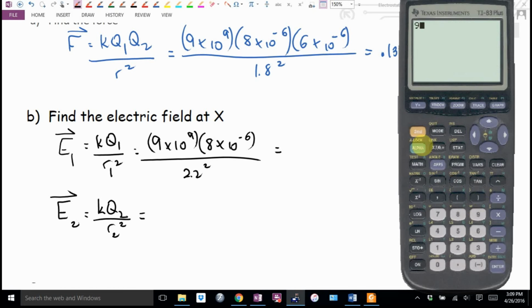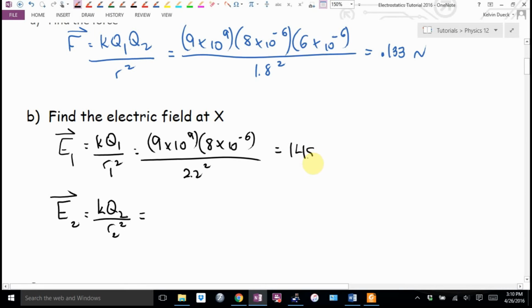Try that again. 9 times 10 to the 9th, 8 times 10 to the negative 6 divided by 2.2 squared. And I get a yucky electric field of 14,876. Since this is not my final answer, I'll go 5 sig figs. 14,876 what? Units for electric field. Is there a way that you can get that right from the formula sheet? Yeah, the second equation. It says electric field is force over charge.